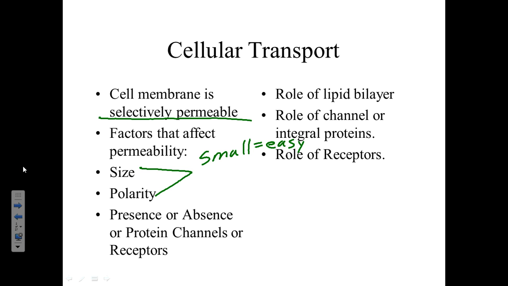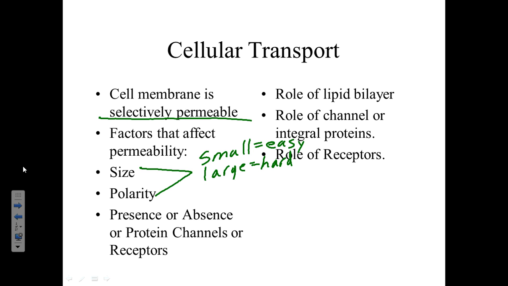We're not talking about a cell getting into a cell right now, like bacteria getting into eukaryotic cells. We're talking about a chemical getting into a cell. So small chemicals can go into cells. Big ones have a harder time.